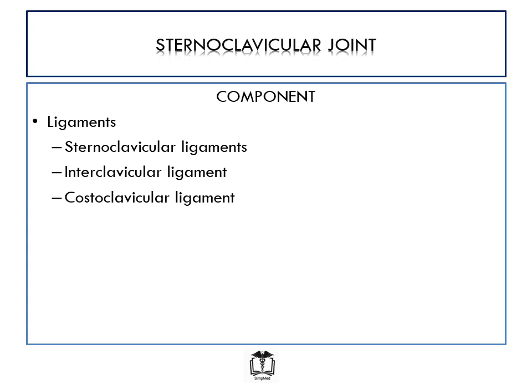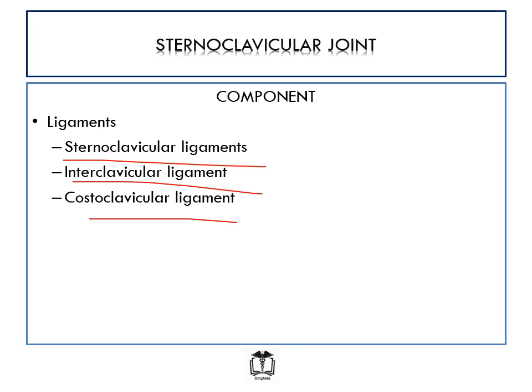As a synovial joint, the sternoclavicular joint would also be maintained by ligaments. And there are three major ligaments that are found on the sternoclavicular joint. This includes the sternoclavicular ligaments, the interclavicular ligaments, and the costoclavicular ligaments. And each of these ligaments tend to perform different functions.